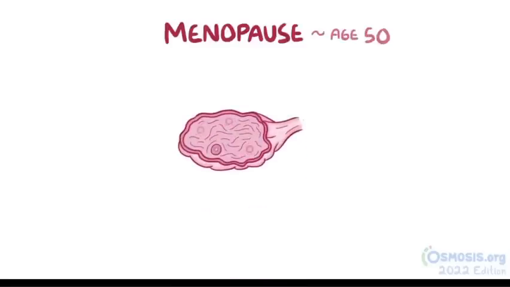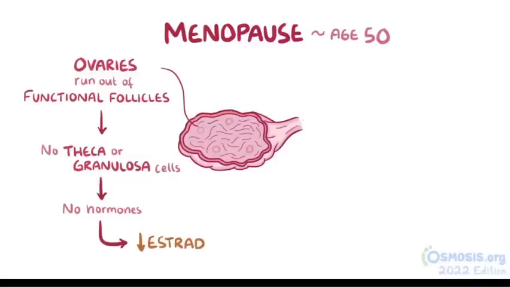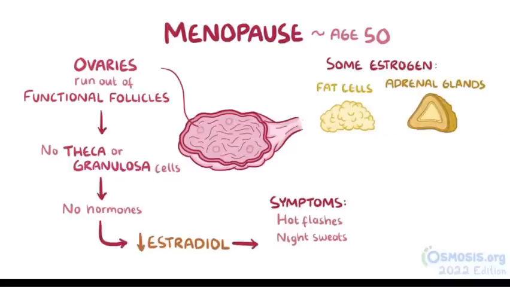Another plot twist occurs during menopause, which usually happens around age 50. At that point, the ovaries run out of functional ovarian follicles, so there's no theca or granulosa cells to produce any more hormones. This leads to a decrease in estradiol levels, accounting for many of the symptoms preceding menopause, like hot flashes and night sweats. But some estrogen is still being synthesized by the adrenal glands and the fat cells in the menopausal woman's body. However, these tissues produce estrone, so after menopause, estrone is the dominant kind of estrogen.